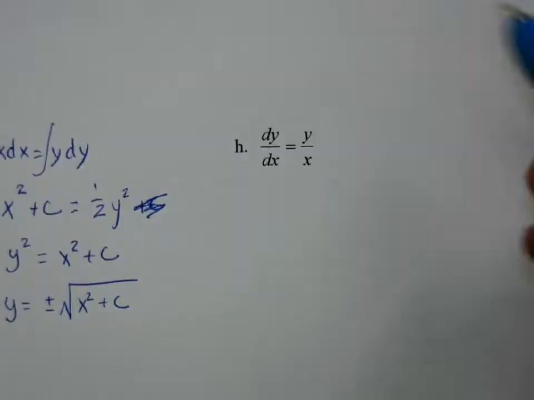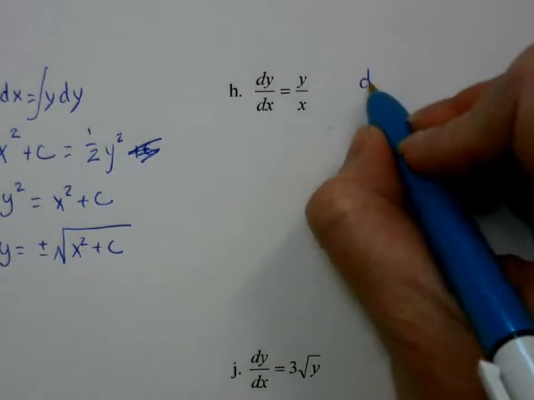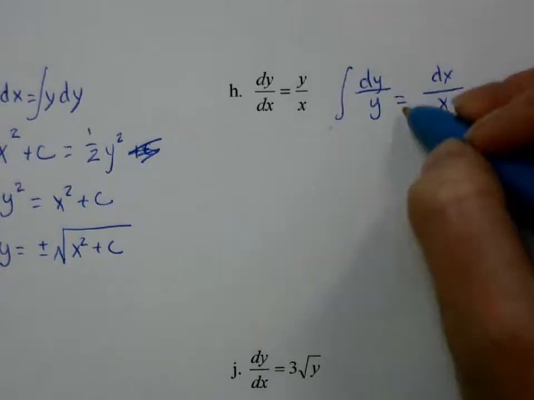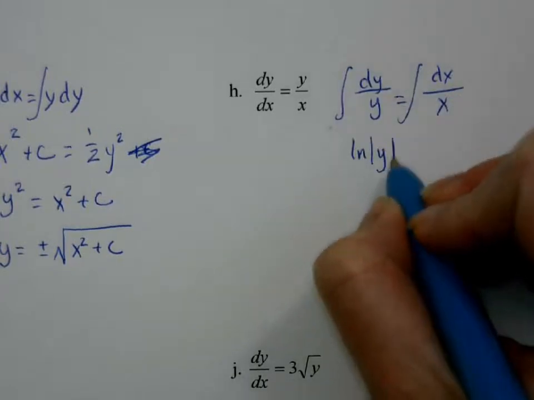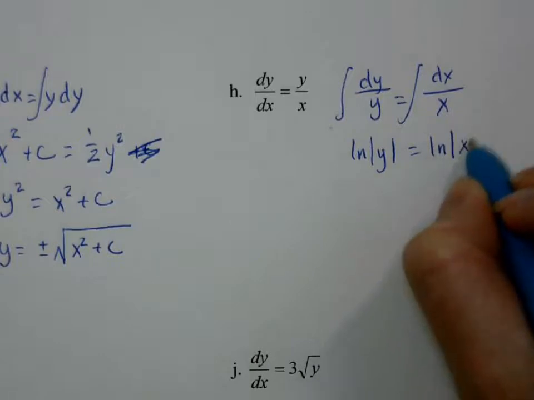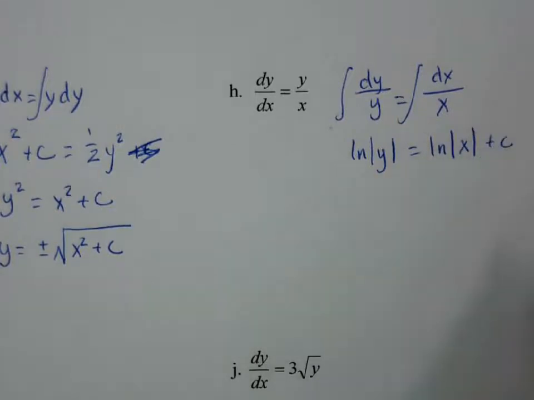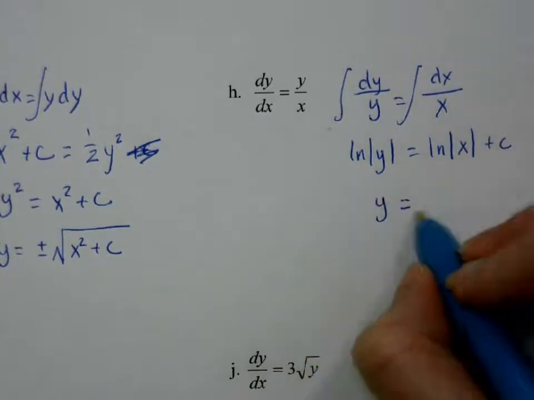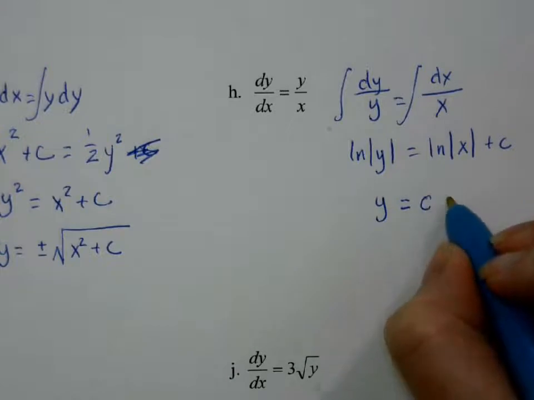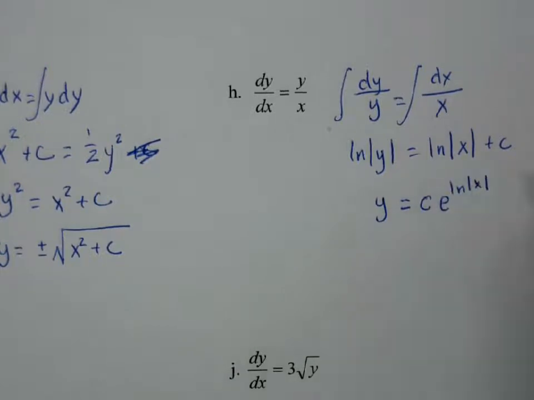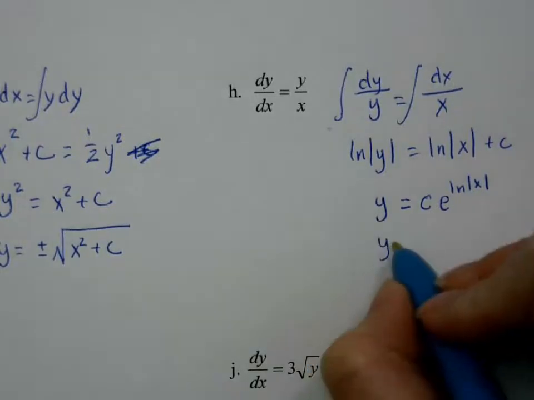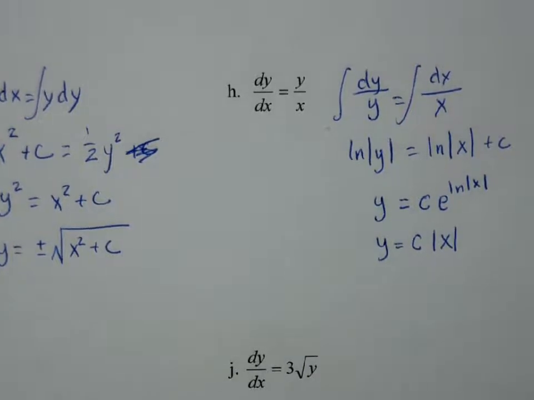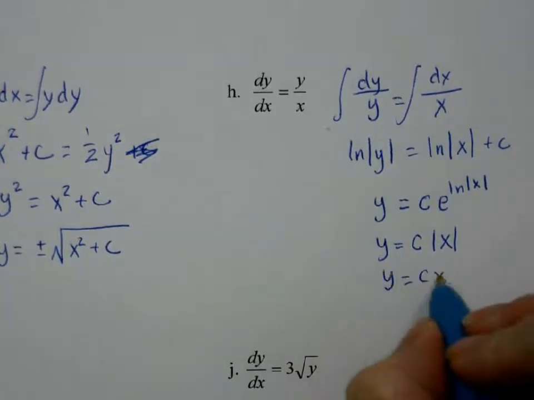Here, dy over y equals dx over x. So ln y equals ln x plus c. Okay, if I raise both sides to the e, this is going to be c e to the ln x. Well, e to the natural log of x is just x. And since c could be plus or minus, I can just write this as cx for my final answer.